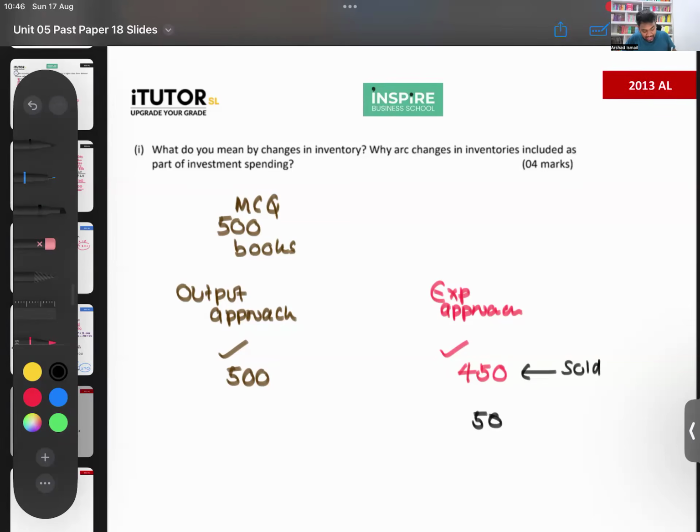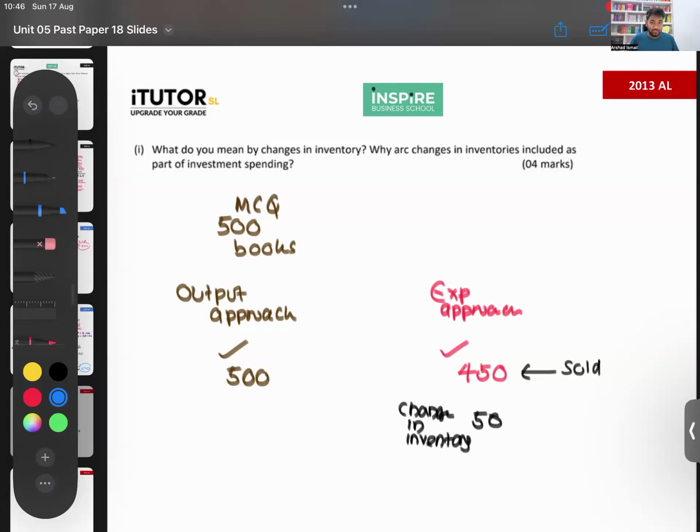So therefore, that 50 will come under change in inventory. That 50 comes over there. Then that is how the output approach and the expenditure approach tally. Because otherwise it will not tally, because every good that was produced during the year will not be sold during that year.